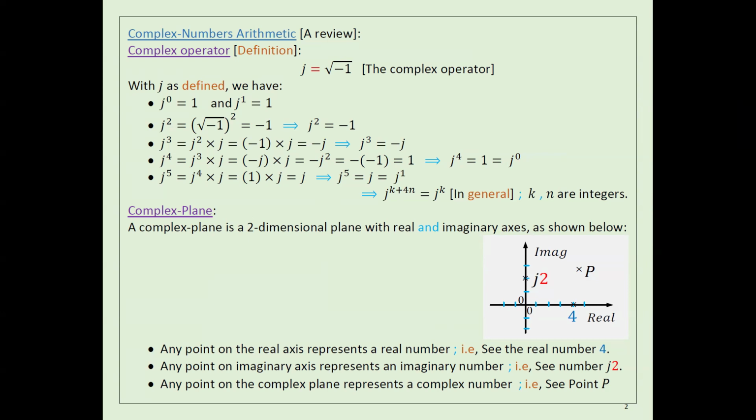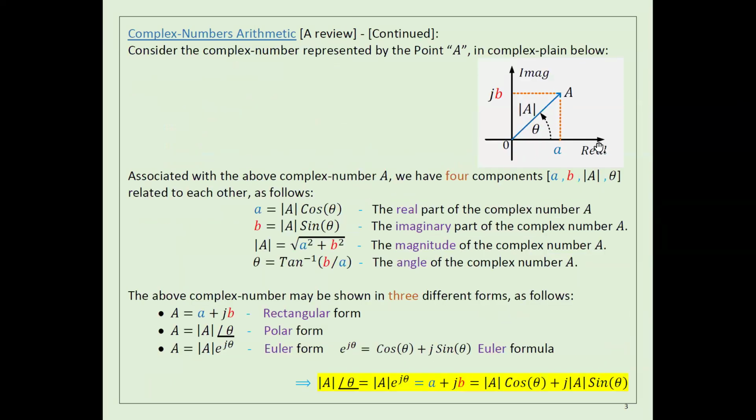Okay. So you know here in the complex plane, we have the x-axis as the real number and the y-axis as the imaginary number, as you see here. So, for example, if I have a point like point A here, okay? This point A has A as the real number and B as the imaginary number. So if I want to write this number, I have to write it this way: A plus jB.